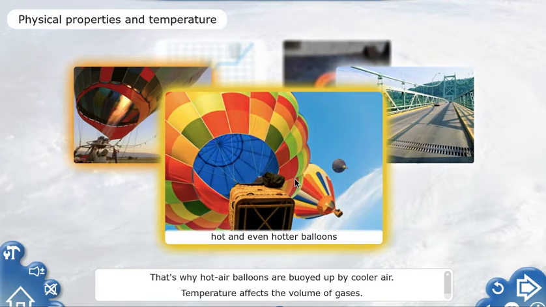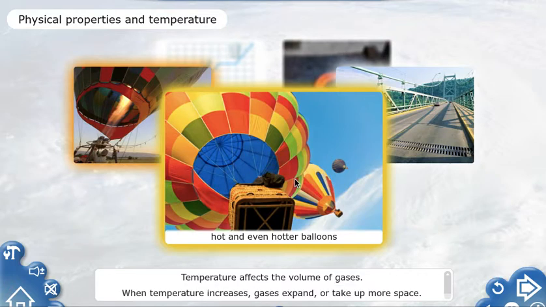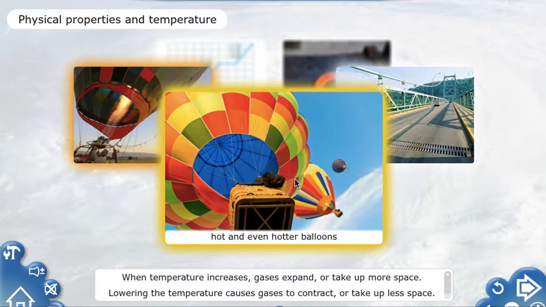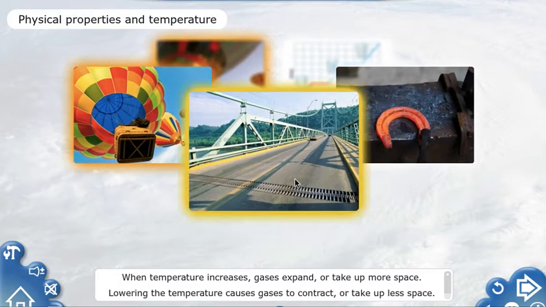Temperature affects the volume of gases. When temperature increases, gases expand or take up more space. Lowering the temperature causes gases to contract or take up less space.